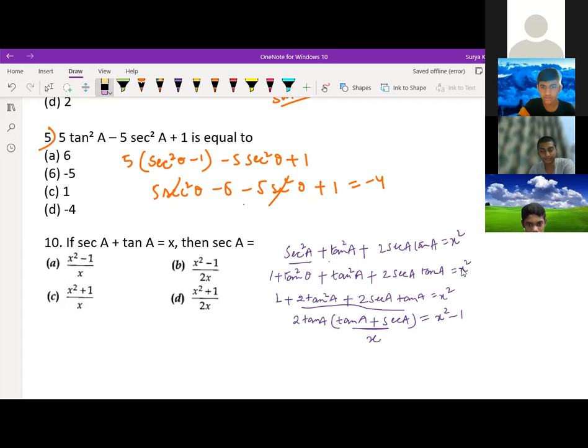Okay, 2x to the other side you want to send. Yes, sir, and you will get the answer. See, 2x we will get, but here we'll get tan A is equal to x square minus 1 divided by 2x. Here we are getting the tan A value, right? We will not get the value of sec A.